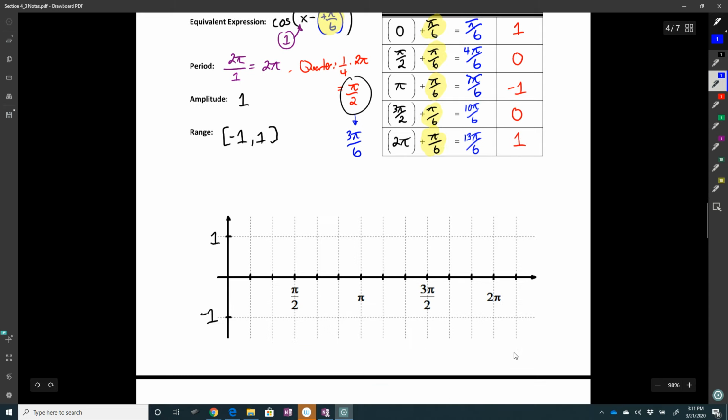Right? And so we can graph these points. So pi over 6, I conveniently labeled it so that this is pi over 6. This would be 2 pi over 6. Let me put the numbers down here.